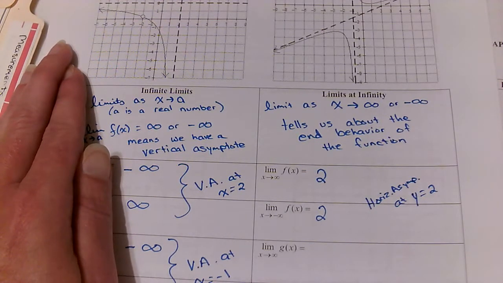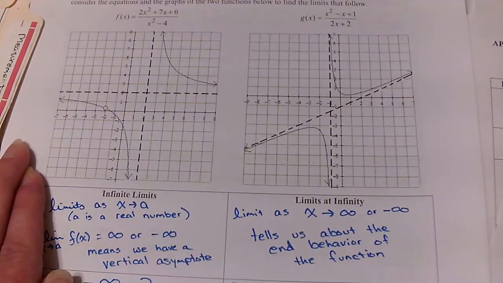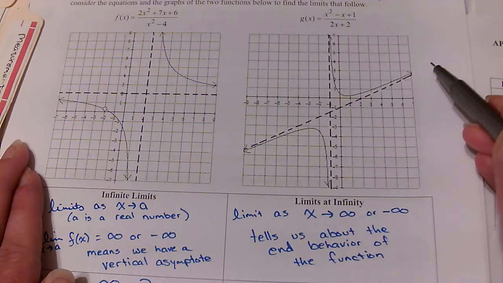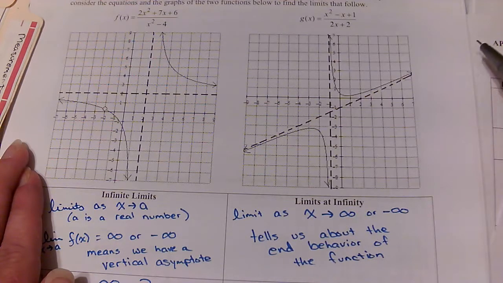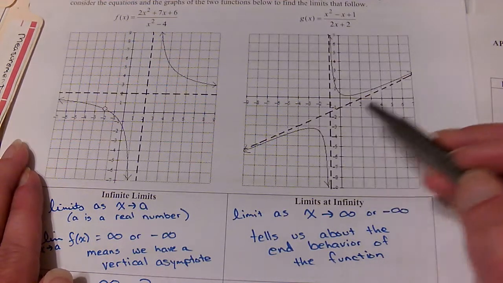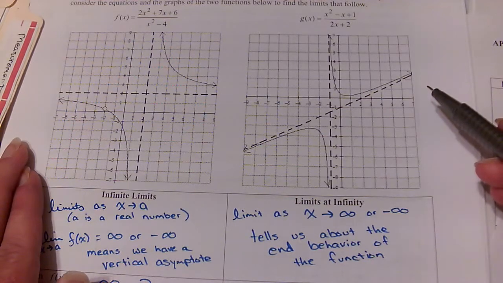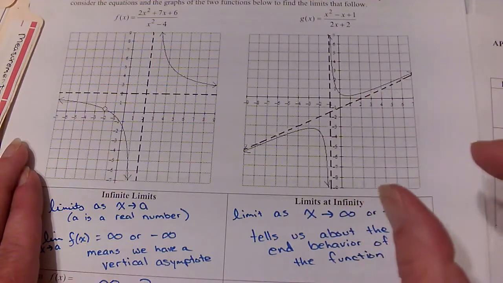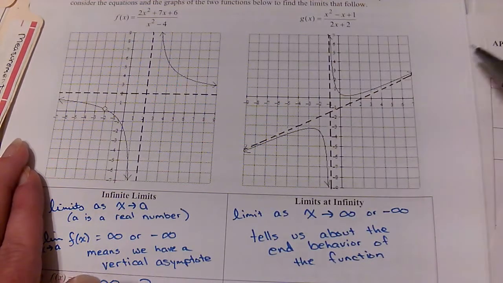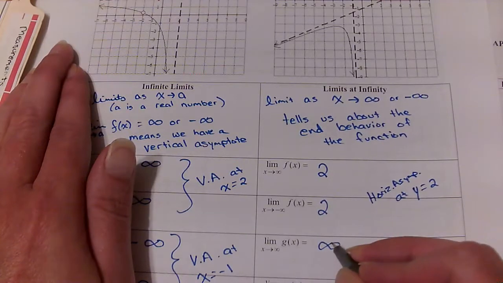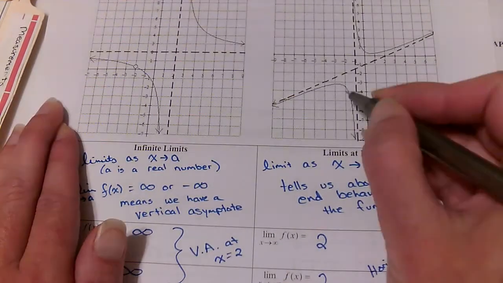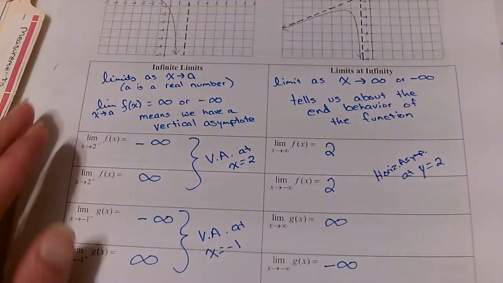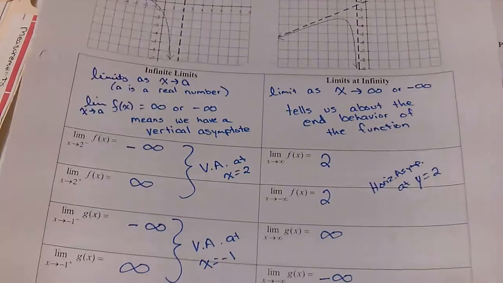On the other one, g of x, as x approaches positive infinity, this one is going up. Notice that we keep going up and up and up. Now, this one does have what is called a slant asymptote. It's also a boundary line that the graph will never cross, but it's not horizontally leveling off. It's just going to keep going up and up and up. The left side is going to keep going down and down and down. So it gives us that end behavior of the graph.